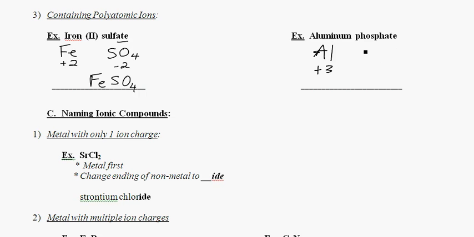Aluminum is +3. Phosphate, okay, so that ending tells me it's a polyatomic ion. And when I check my list, I see it's PO4 and it has a charge of -3. So just like the previous example, these charges are already balanced. So AlPO4.